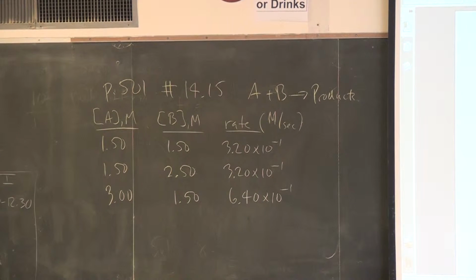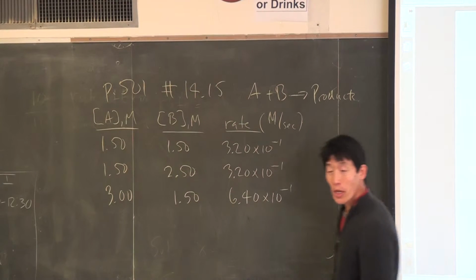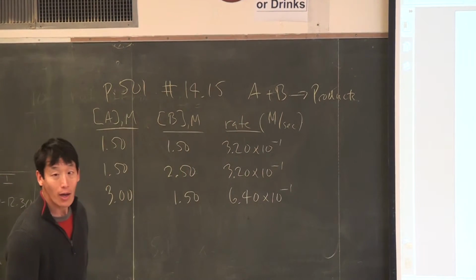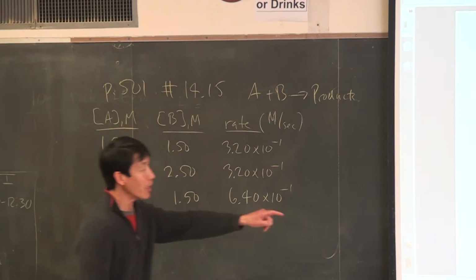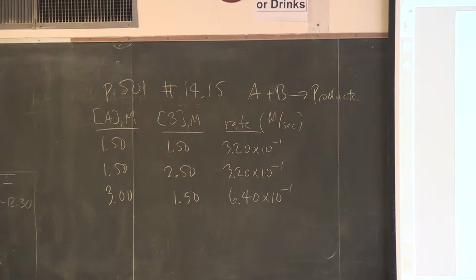What are the units of K? The units of K will change depending on the rate law. So once you have your rate law, you know what the units of rate will be: molarity per second or molarity per minute. And then based on the concentrations, you can figure out what K is going to be. So it'll change. The units of K will change depending on what the rate is.